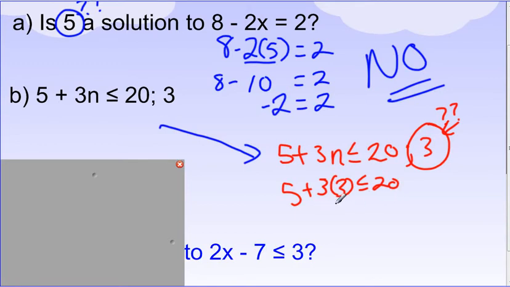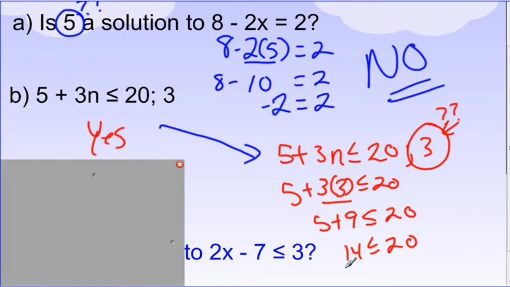So order of operations says that we do the multiply first. So that's a 9 plus 5. And then 9 plus 5 is 14. Is this true? Is 14 less than or equal to 20? The answer is yes. 14 is less than 20, which means 3 is a solution to that problem.